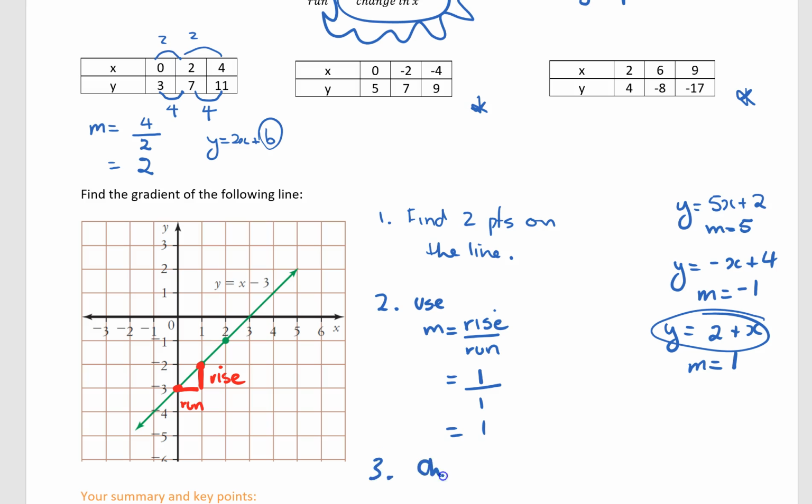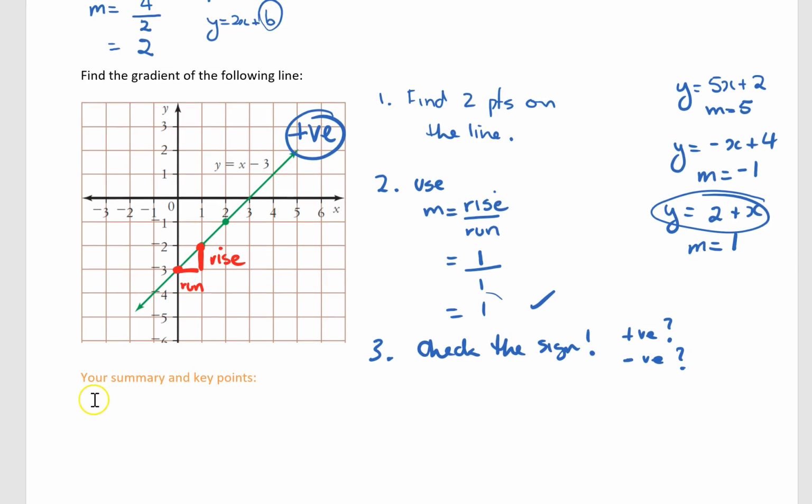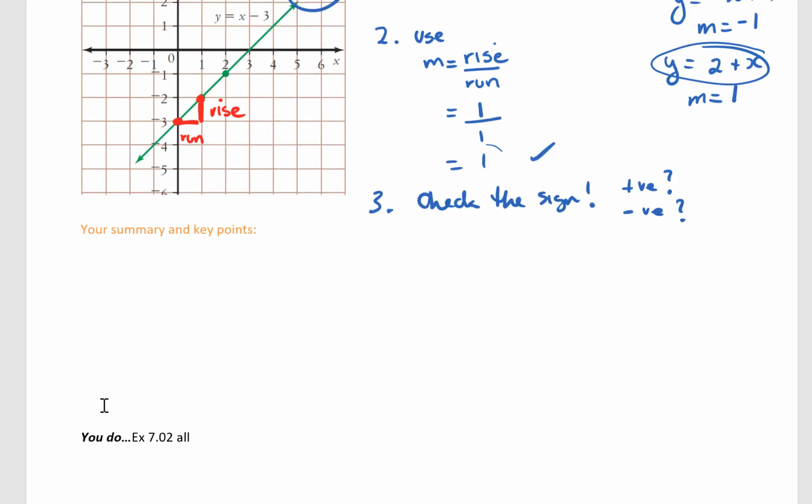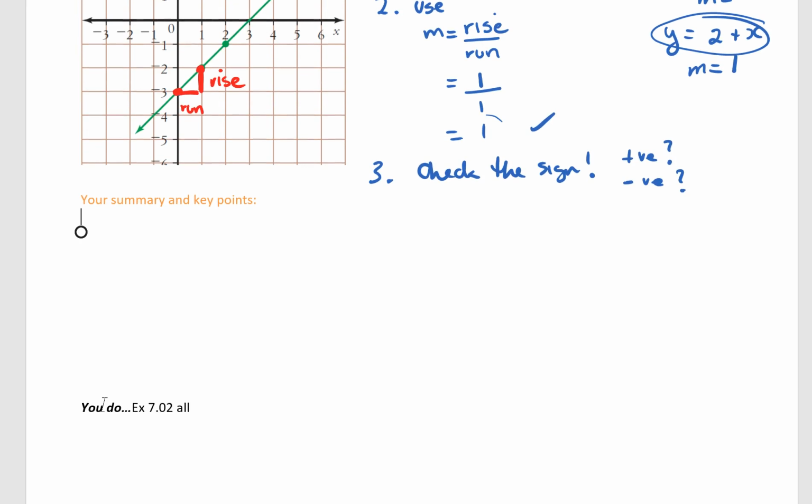And step 3, check the sign. Now by that I mean, is it positive or is it negative? And from your understanding of the look of the line, I know my answer should be a positive because the line is sloping up. Did I get a positive one here? Yes, I did. Okay, you should be then ready to jot down your summary and your key points and then do exercise 702.